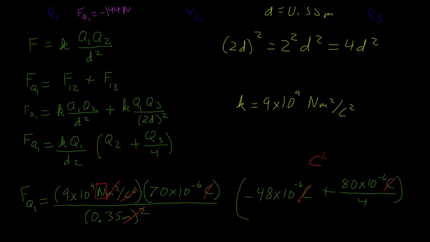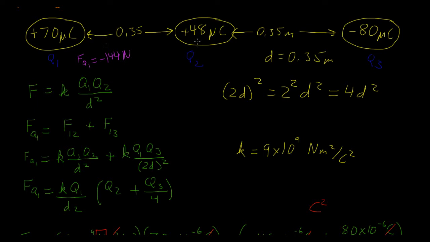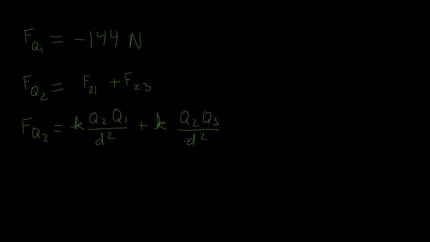So this time note that the distance between Q1 and Q2 is equal to the distance between Q2 and Q3. Q2 is 0.35 meters from either of the other two charges. So here I'm just going to use D for both. Okay, so the force on Q2 equals, and I'm going to factor again. I've got the K, the Q2, and the D squared in each of these to factor out. So that's K, Q2 over D squared. And what I'm left with is Q1 plus Q3.